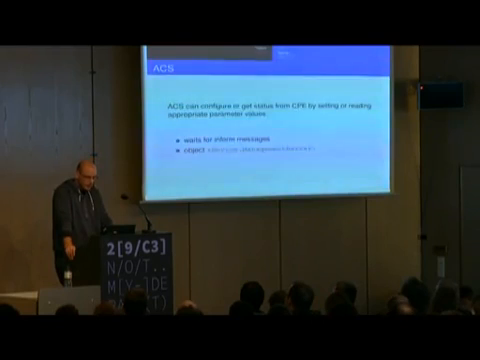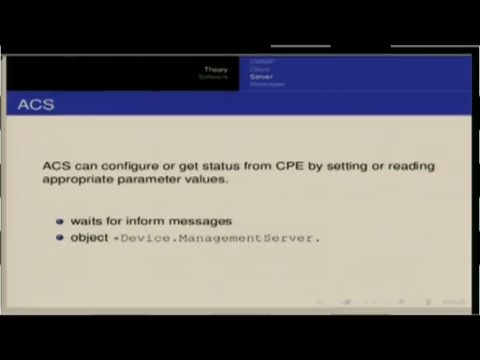ACS. ACS can configure or get status from CP. So it's the central point which manages all CPs. It basically waits until CP connects to the ACS. So, for example, after a factory reset, CP connects to the ACS, and then it gets provisioned. These ACS defined parameters are in the device management server object.